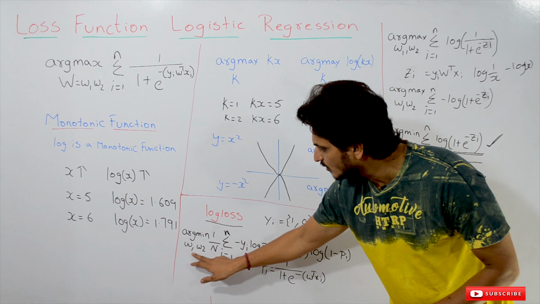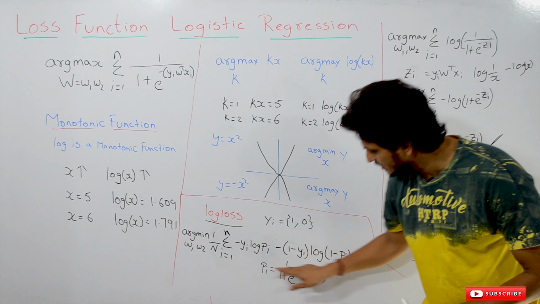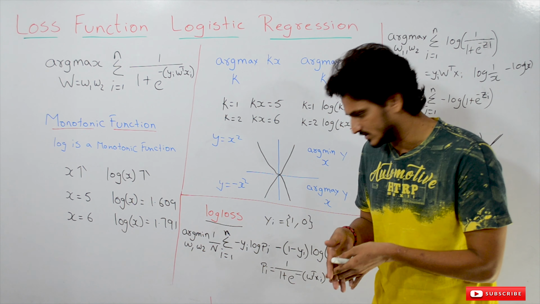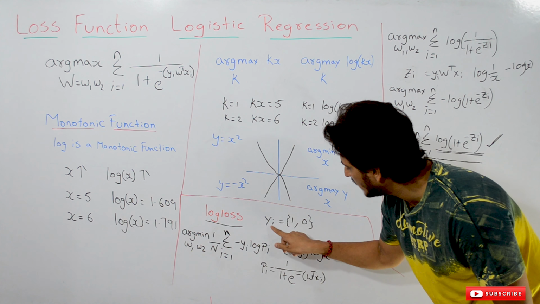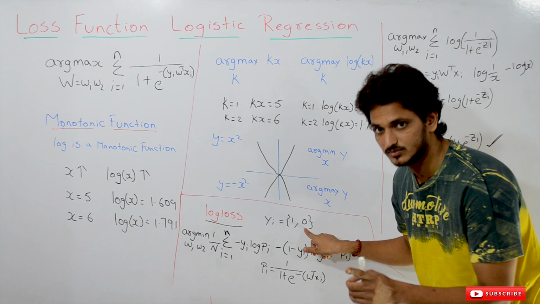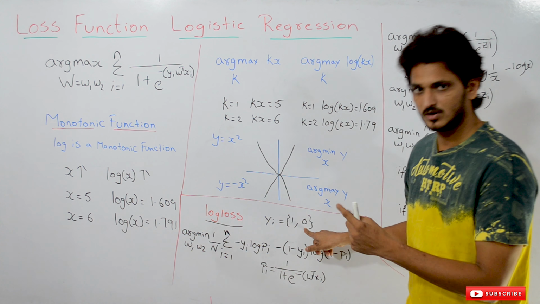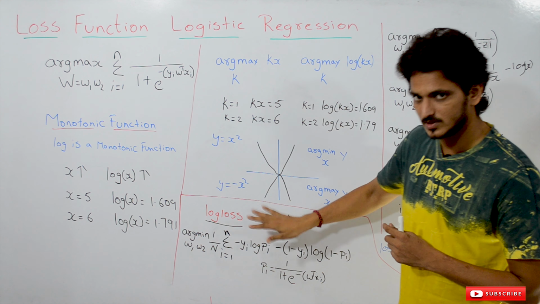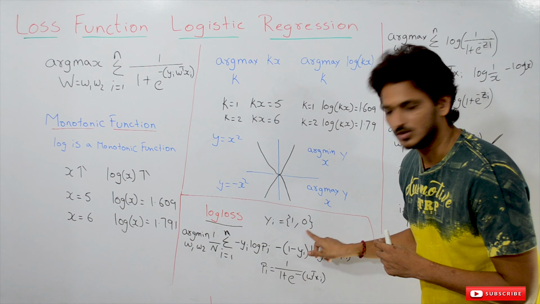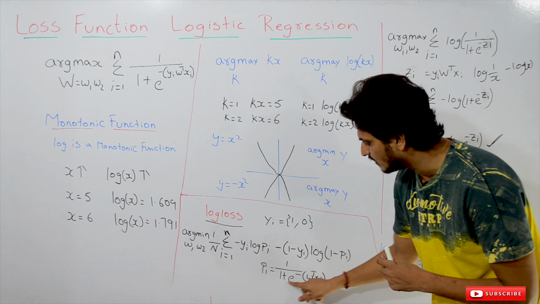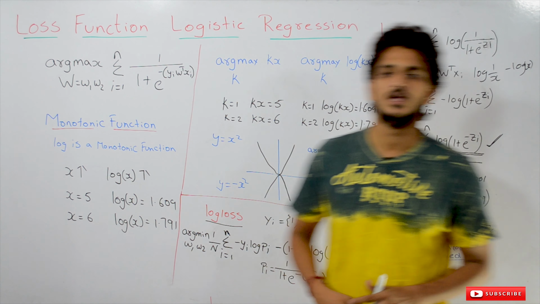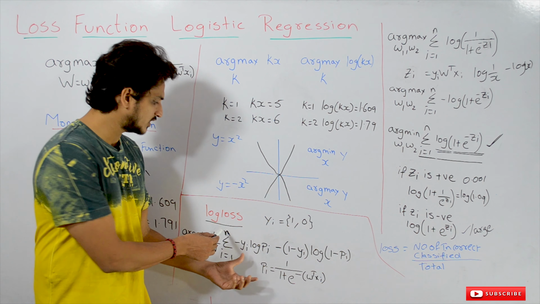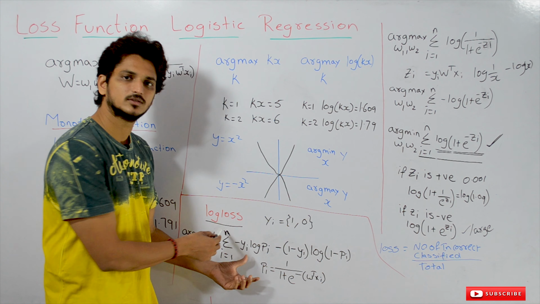At what W1 and W2 values does this have its minimum? Minimum means the number of misclassified points is less. Here yi will be 1 or 0, not plus 1 and minus 1. Everyone will get confused because we use yi as plus 1 and minus 1 in the geometric approach, but in the probabilistic approach we use yi as 1 and 0. Yi log pi, where pi is 1 by 1 plus e power minus w transpose xi. We can use either function, but this function is used mostly, that's why we call it log loss.